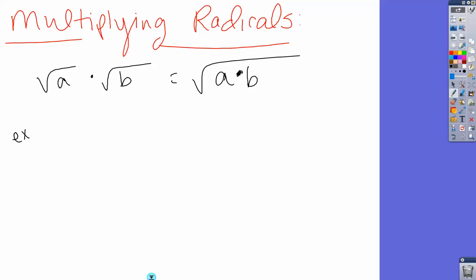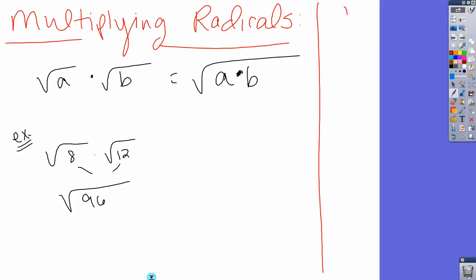Let's go ahead and look at an example. Let's do the square root of 8 times the square root of 12. Whenever I have two square roots being multiplied, I make one big radical, and I multiply them together. 8 times 12 is 96. So I've got to write my perfect squares down again because I switched the paper.